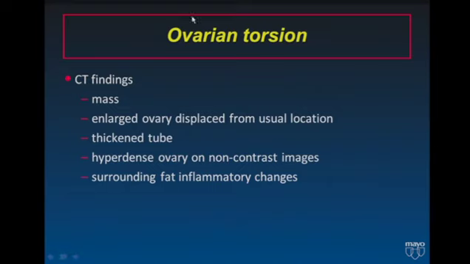So, the CT findings of ovarian torsion are similar to those on ultrasound in that there always is enlargement of the ovary. It's sometimes displaced from its usual location. There can be a mass. The ovary can be hyperdense on non-contrast images, reflecting increased blood content, and there can be surrounding fat inflammatory changes.